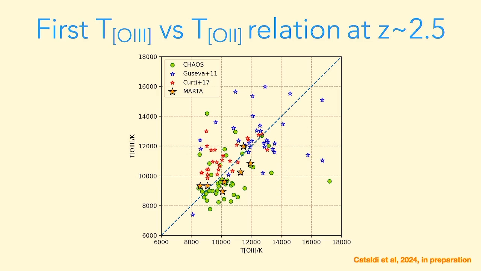Now, I have little time, so just quickly I will show this is the first relation between the oxygen III and oxygen II emission lines. These are the yellow stars for 7 galaxies, which do follow the one-to-one relation, which apparently is what we observe locally.